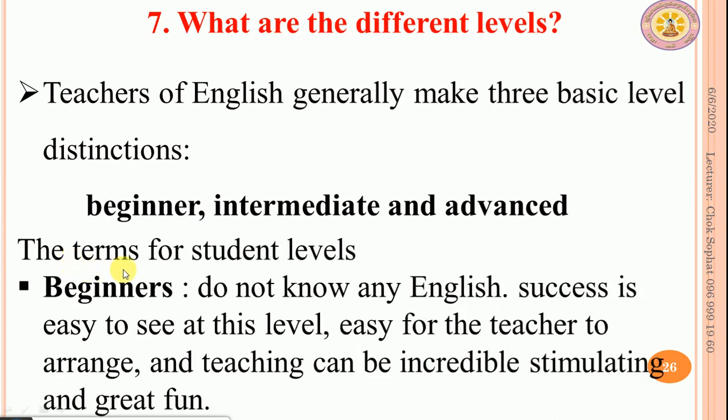Okay, look at the term of each level. Beginner refers to the student, a new learner. They do not know anything in English. So success is easy to see at this level. It is easy for the teacher to arrange, and teaching can be incredibly stimulating and fun. So teaching students at a beginner level is great fun and easy.